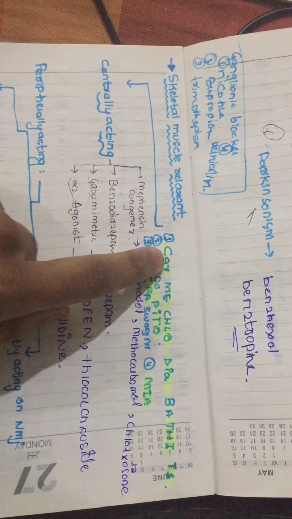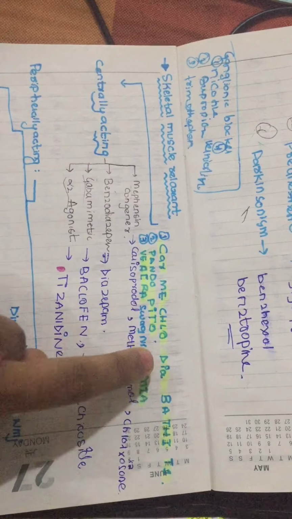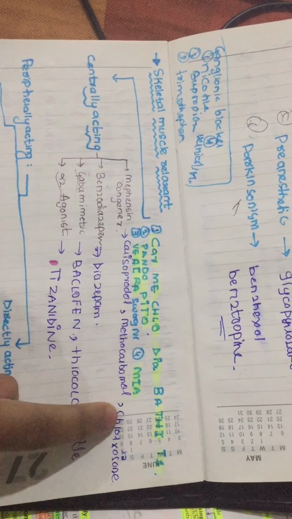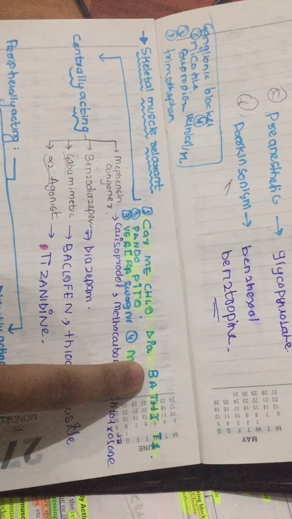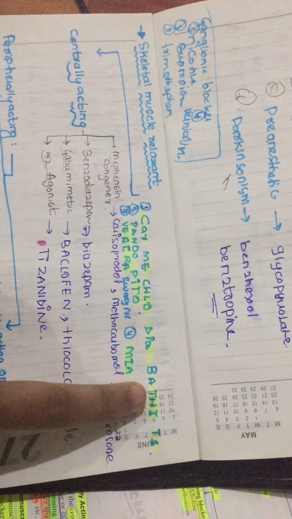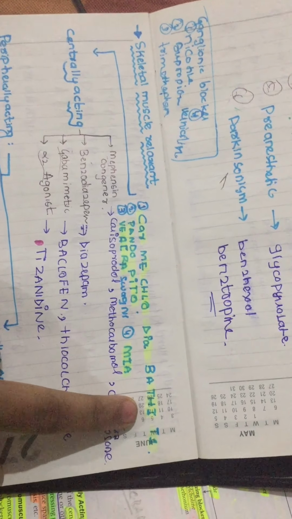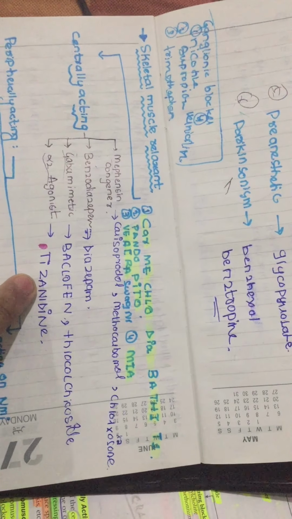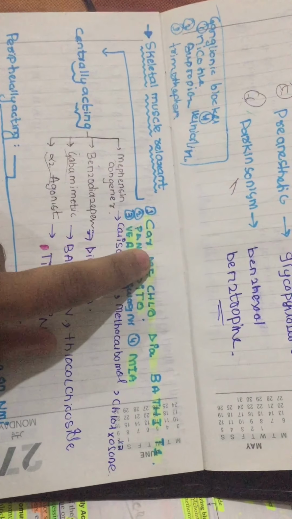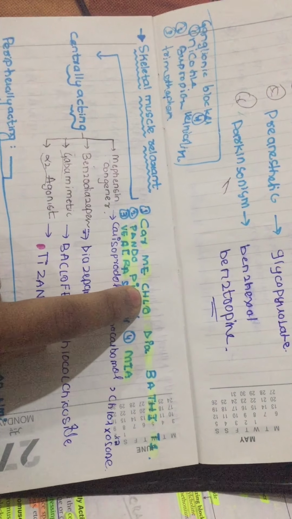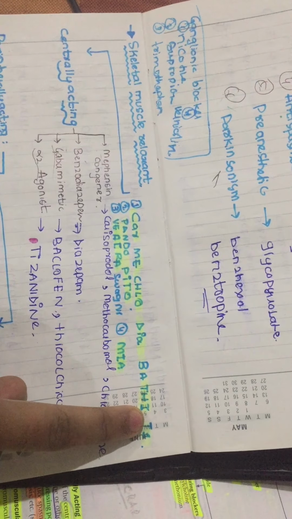So car is carisoprodol, mein is methocarbamol, chalo is chlorzoxazone, then dia is diazepam, bai is baclofen, thi is thiocolchicoside, and thi is tizanidine. Car mein chalo diya baithi thi: carisoprodol, methocarbamol, chlorzoxazone, diazepam, baclofen, thiocolchicoside, and tizanidine.